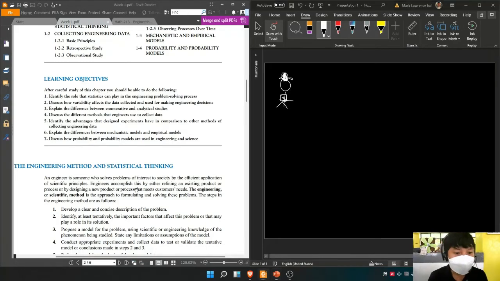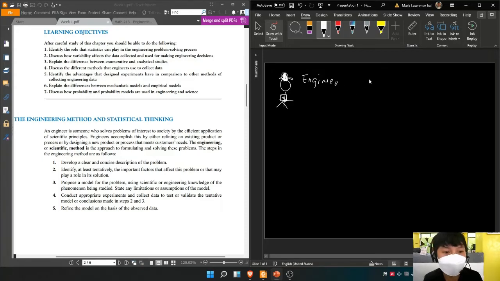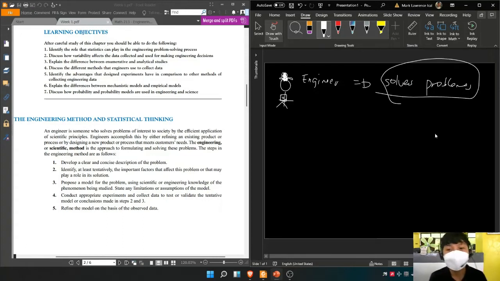So, an engineer is someone who solves problems of interest to society by efficient application of scientific principle. Okay. So, when we say engineer, an engineer is the one who solves problems. Okay? An engineer is expected to be someone who can solve problems. Okay? Not just solve problems.